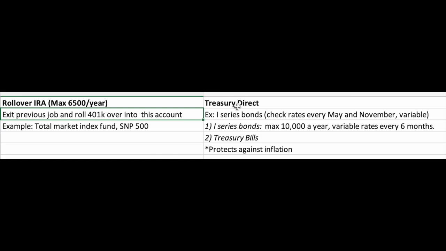The next thing is Treasury Direct. Treasury Direct is very good because it allows you to help fight inflation. I have money in I-Series bonds where you can put up to $10,000 a year. But you have to remember that the rate varies every 6 months. In May and November, it changes. Right now, I believe I'm making like 6%, but 6 months prior to that, I was getting 9% on the $10,000.